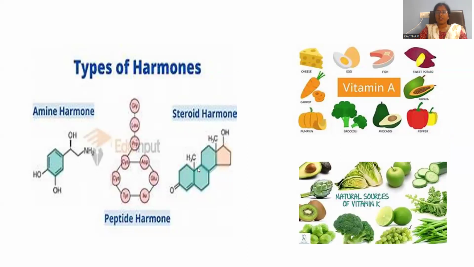Here is the picture related with that kind of hormones. Hormones may be amine hormones, steroidal hormones, or peptide hormones. Amine hormones are nothing but those composed of the NH2 functional group. Peptides are protein-related hormones. Steroids are fat related. Cholesterol-related hormones will be there.